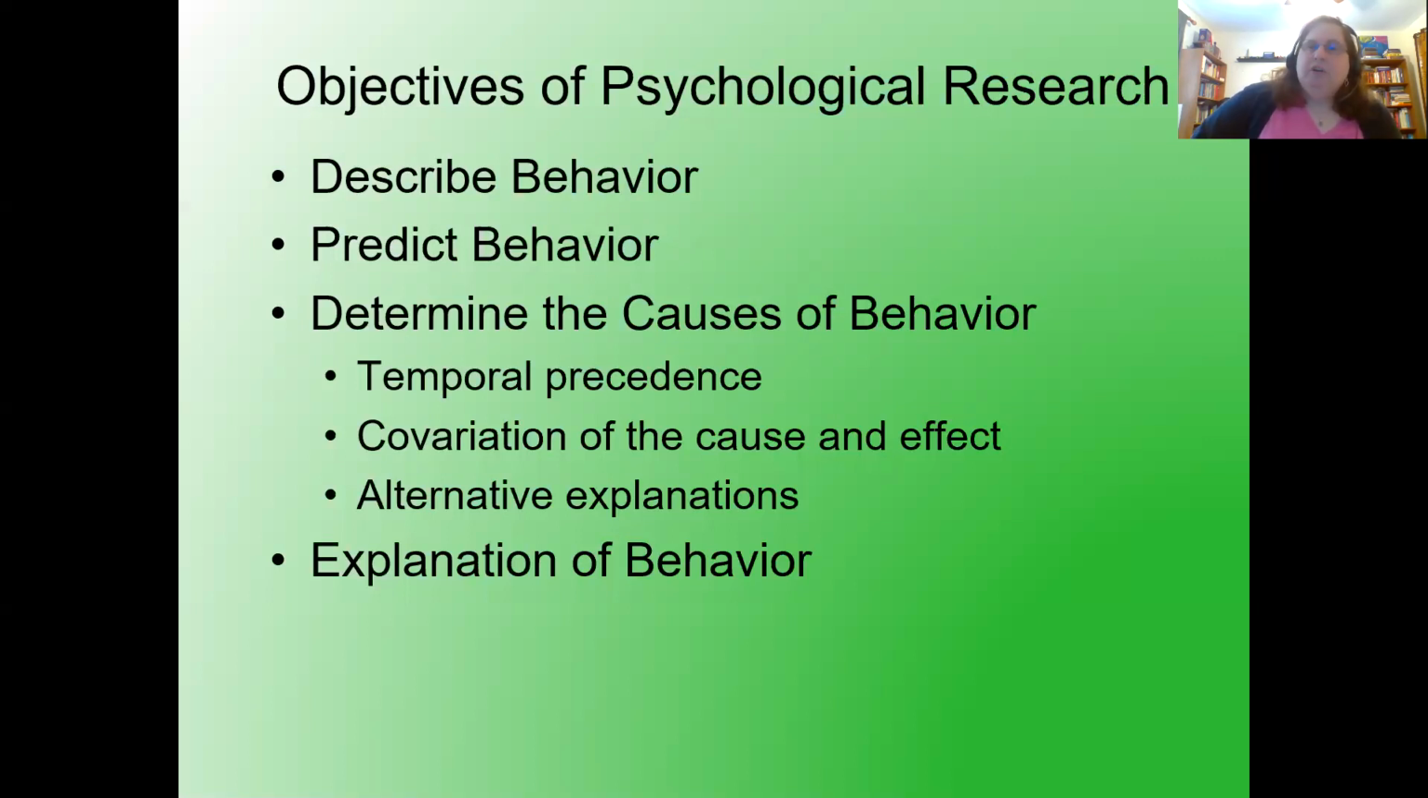The next type of objective would be to predict behavior. So, for example, maybe we're interested in post-traumatic stress disorder. And what we want to know is what kind of early response to trauma predicts a chronic or long-term post-traumatic stress disorder syndrome. Because maybe if we could predict it, then we could intervene early on and even prevent someone from developing chronic post-traumatic stress disorder.